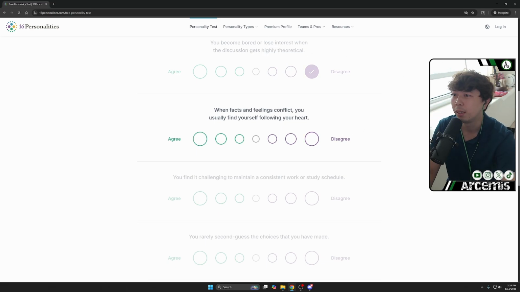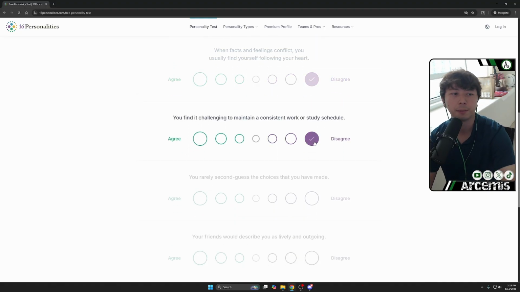When facts and feelings conflict, you usually find yourself following your heart. This is such a weird one, because you're saying when facts and feelings conflict. Where did heart come from? But I'm guessing that's feelings, right? I don't think so. Following your heart means you're making a decision based on how you feel in that moment. So that's probably a strong disagree for me.